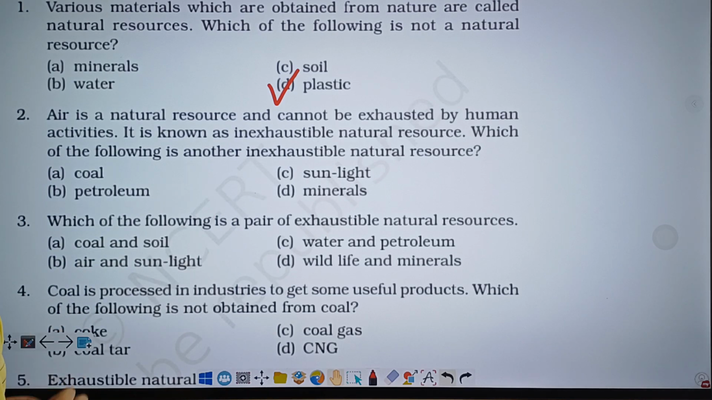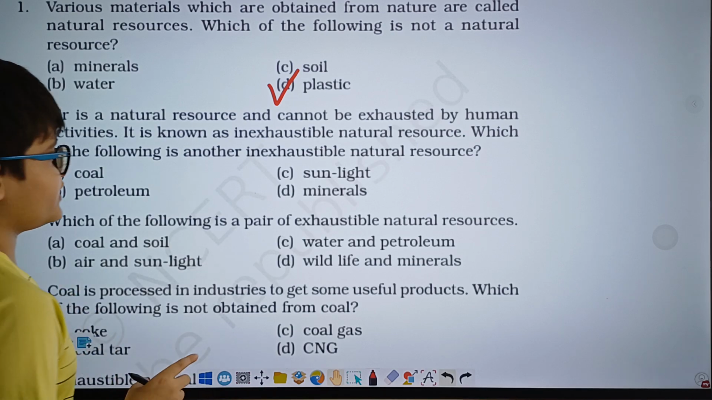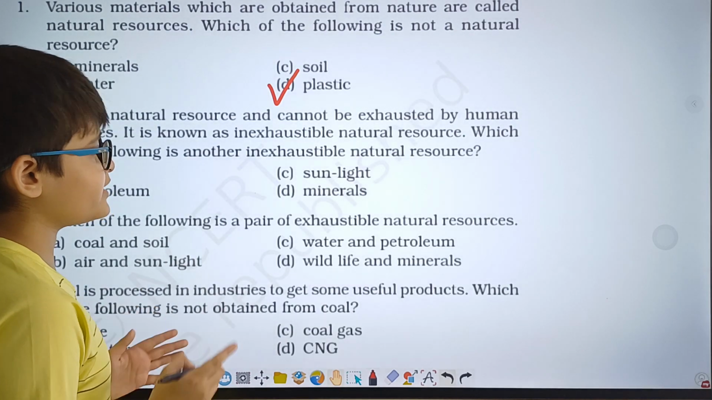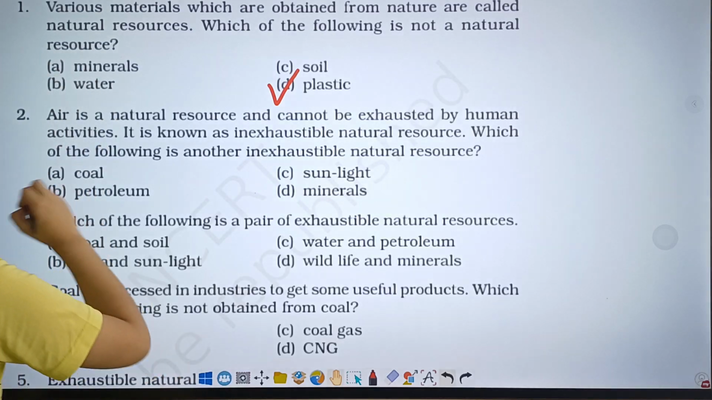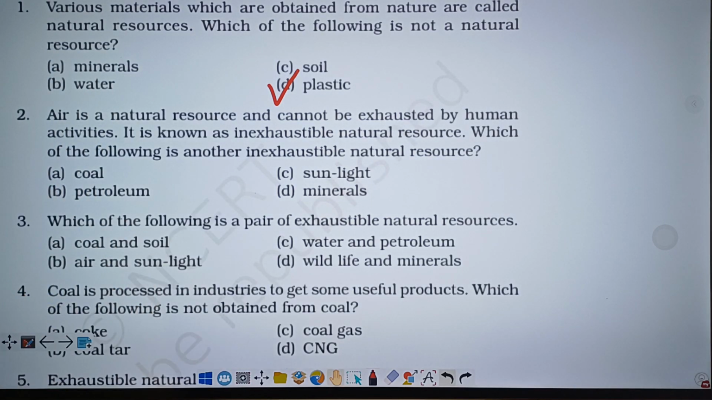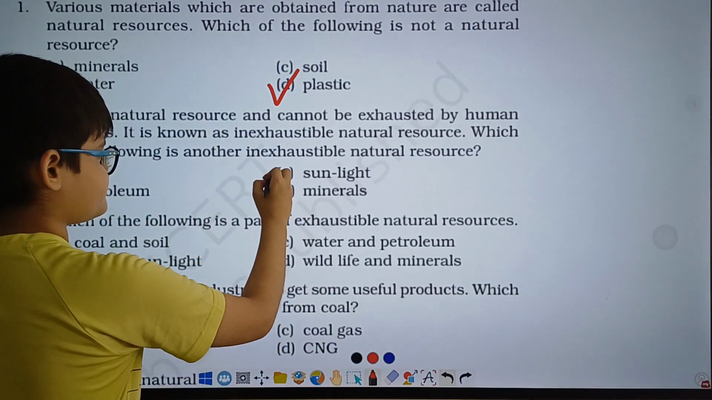Now, let's move on to the second question. Air is a natural resource and cannot be exhausted by human activities. It is known as an inexhaustible natural resource. Which of the following is another inexhaustible natural resource? This question is asking us which one of the following is another inexhaustible natural resource, just like air. And here are the options. The correct answer will be sunlight.